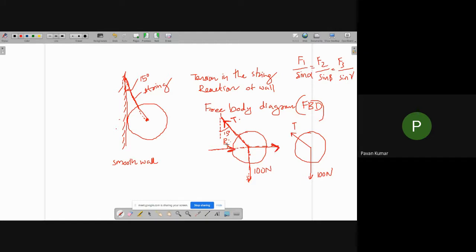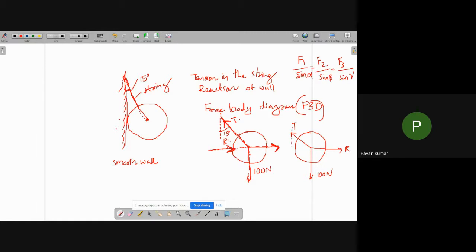We can transfer a force in the same line of action without changing the direction. This direction is towards the positive x, so we can transfer this to this direction. Okay, this will be our final figure.